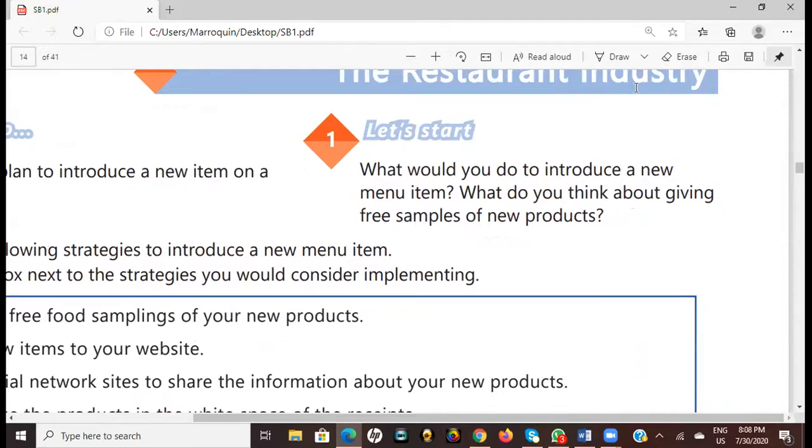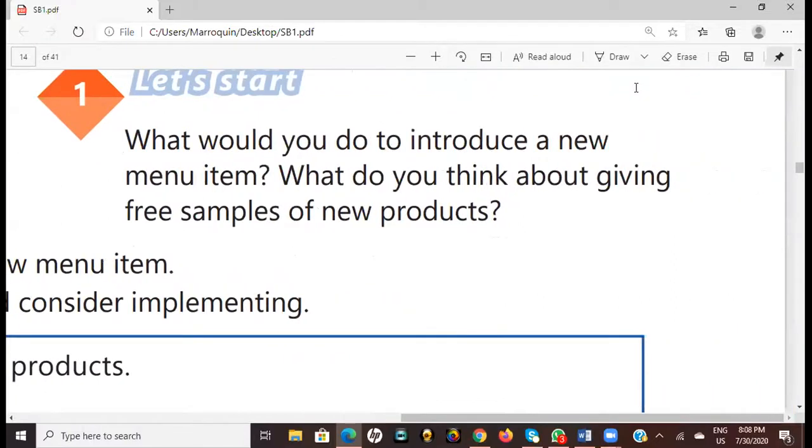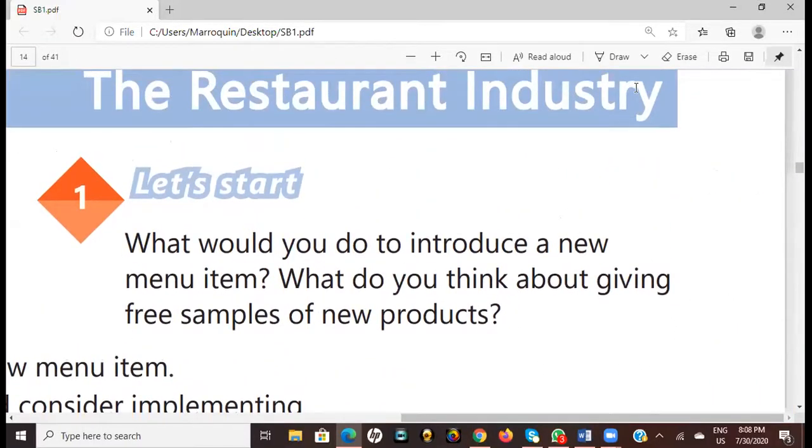So if I ask you, look, how can I increase the number of clients in my restaurant? You said, well, you could offer specials. You might want to consider having a manager in your restaurant. So in today's scenario, we're going to be using it to give suggestions. Is that clear, Ronald? Yes. Okay. All right.